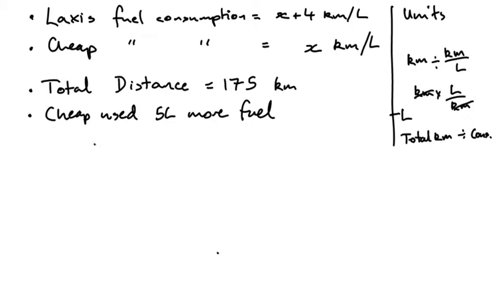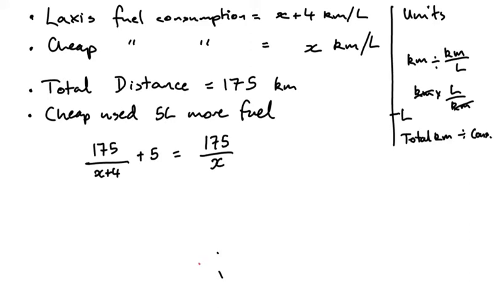So if we consider the Laxus, the 175 kilometres divided by X plus 4 kilometres per litre will give me the number of litres the Laxus used. To get the number of litres the cheap used, 175 divided by X. But that obviously can't be equal yet because we know the cheap used 5 litres more of fuel. So what I need to do is add 5 on that Laxus side. So now the number of litres would be equal, and we've got something we can solve.